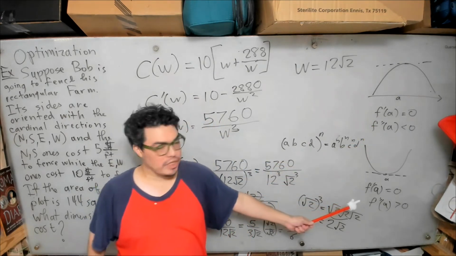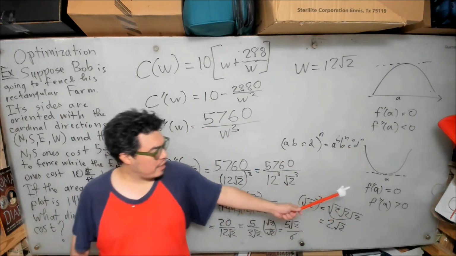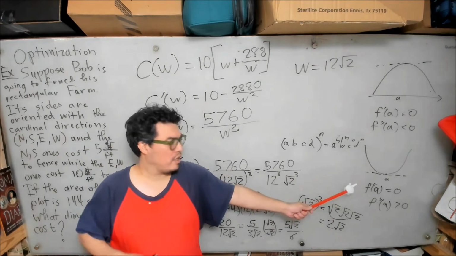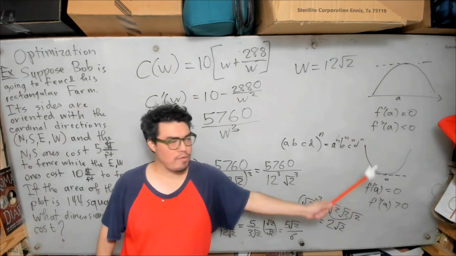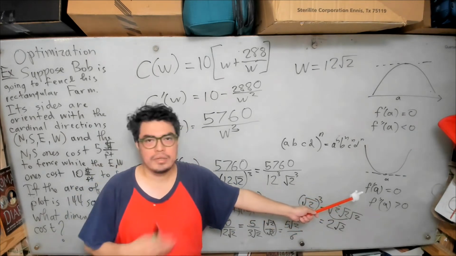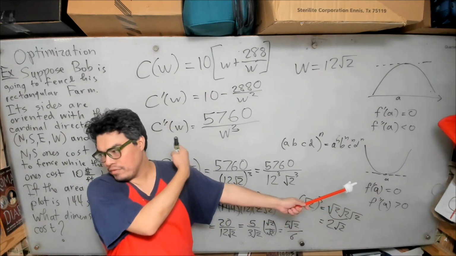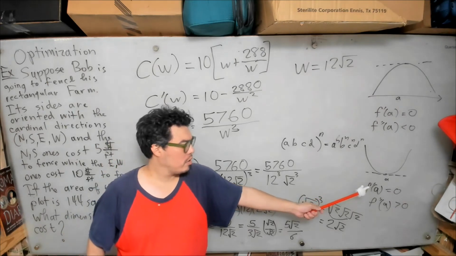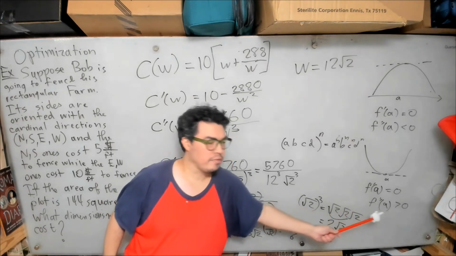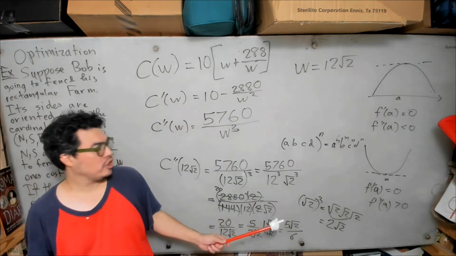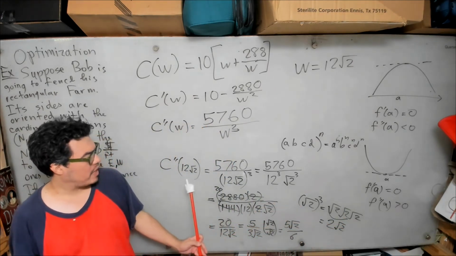Now let's look at this criteria. Is the f prime of a, in terms of our setup over here, 0? Yes, we know that the c prime of w for this w is 0. Is the f double prime of a positive? Yes, right? We just saw that the c double prime at this value is positive.